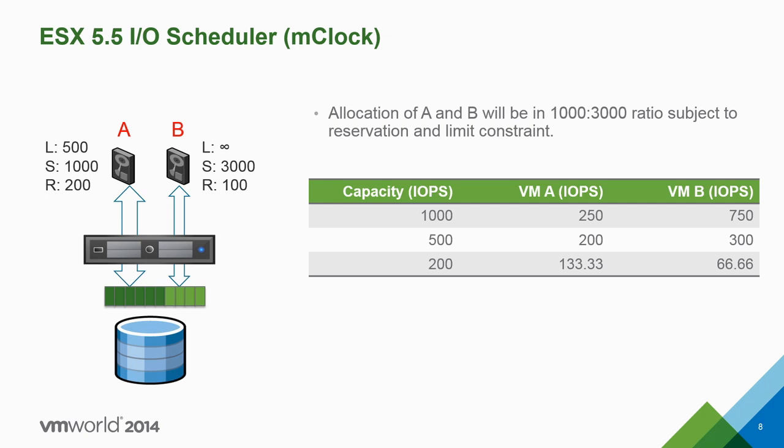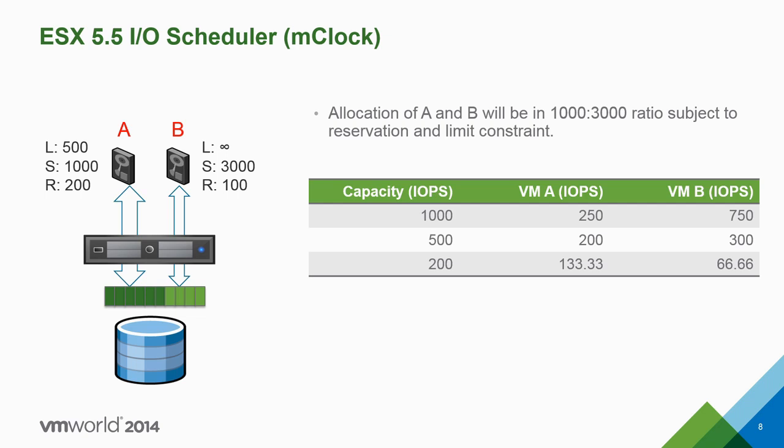Yes, I do. In fact, I have quite a bit more than the reservations. Once the reservations are satisfied, if you see the top row, it's going to proportionally divide the I/O based on the shares. Now, notice that the shares were a 1:3 ratio. That means for every I/O that VM A gets, VM B will get 3 times more. So if the capacity were 1,000, you'll get about 250 on A and about 750 IOPS on VM B.